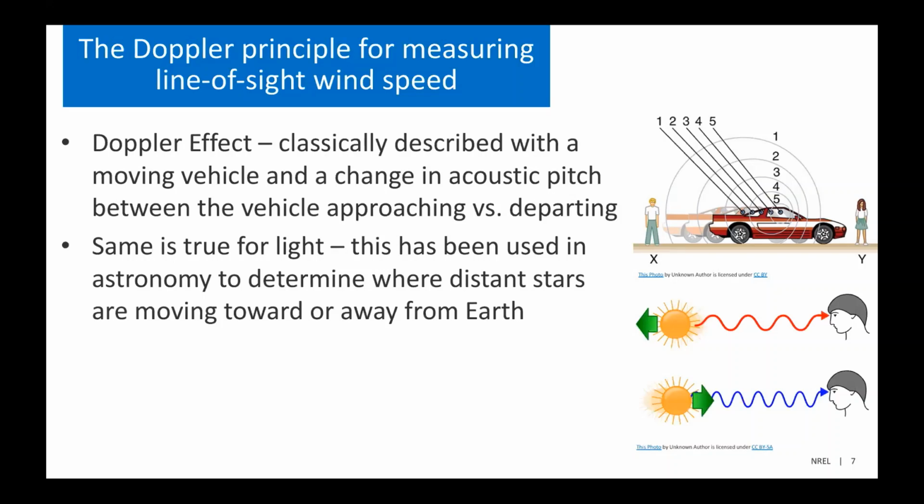And the same is true for light, where an object approaching will have compressed light waves, and an object departing will have expanded light waves. This has been used in astronomy in the past to determine whether distant stars are moving toward Earth or away from Earth.